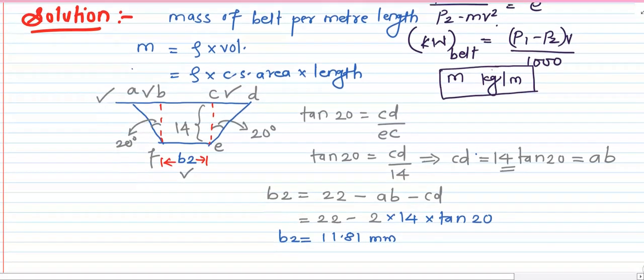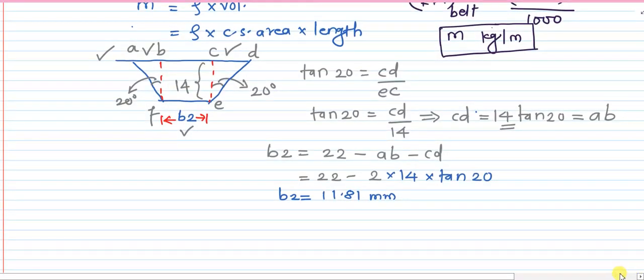Why were we doing all this exercise? Because we wanted to have the dimension B2, because on the basis of this B2 we will be able to calculate the area of the trapezoid. Let us say this trapezoid is called ADEF, or simply the cross-sectional area of the V belt.